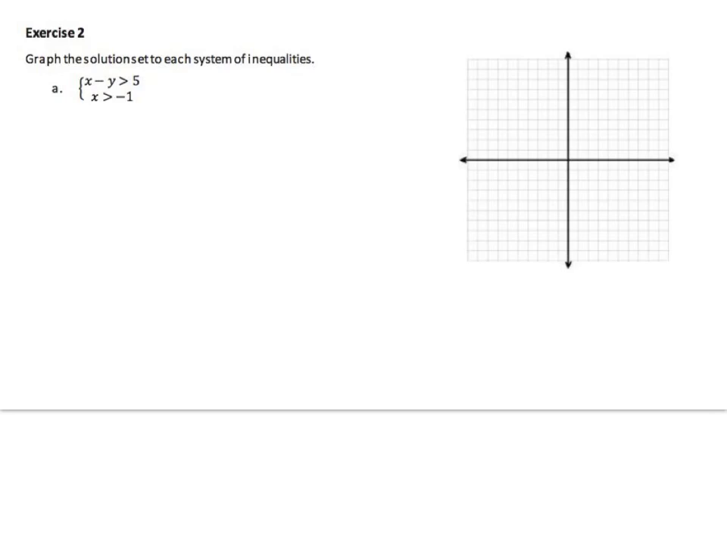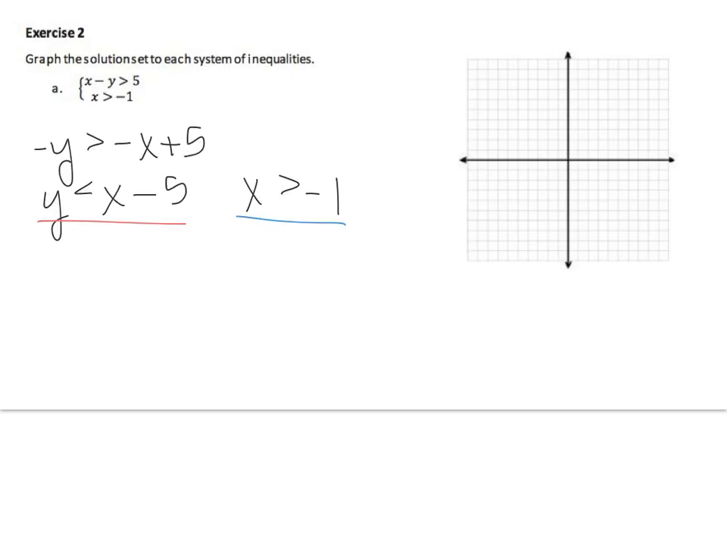Exercise 2, graph the solution set to the system of inequalities. These are our last two examples. I'm going to go ahead and put them in slope-intercept form, and I'll be right back. All right, let's graph that red one first. I'm going to go down to -5 for y-intercept. 1, 2, 3, 4, 5. A slope of 1 over 1. Draw my line, which usually takes me a few tries.